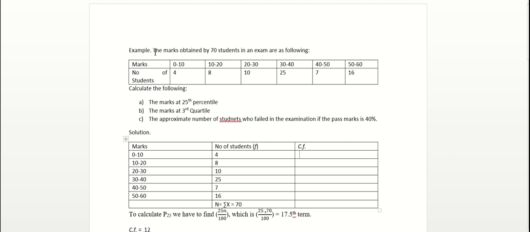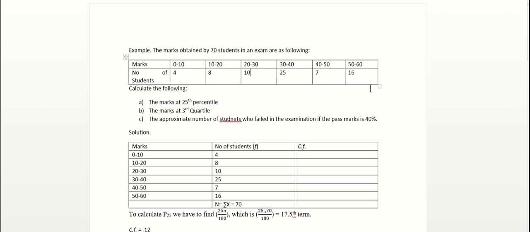In the present question, the information given to us is the marks obtained by 70 students in an exam, as follows. The marks 0 to 10 are obtained by 4 students. The marks between 10 to 20 are obtained by 8 students. The marks between 20 to 30 are obtained by 10 students, 30 to 40 by 25 students, 40 to 50 by 7 students, and 50 to 60 by 16 students, right?